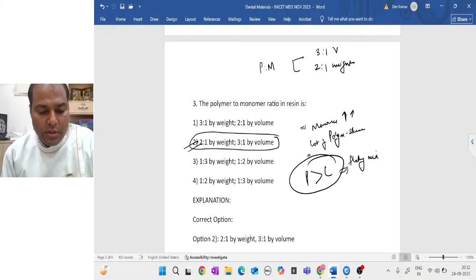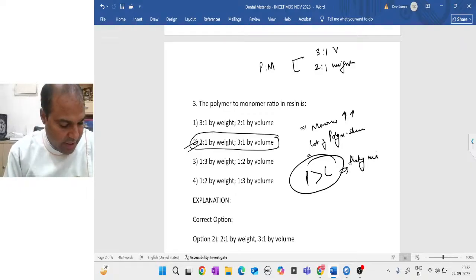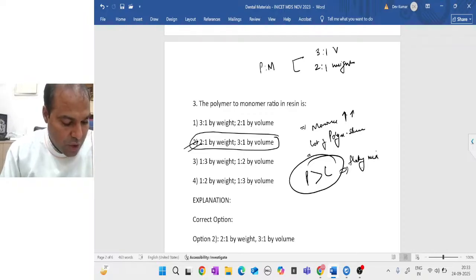Any doubts? I will just check the chat box. Any doubts? Clear है? Okay, I will move on to the next question.